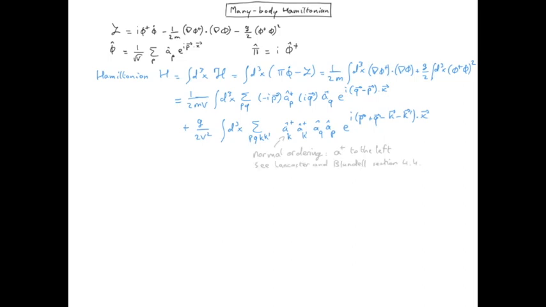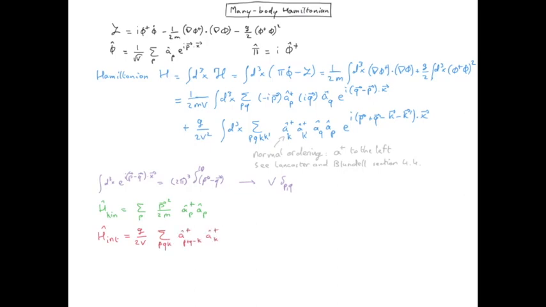Because our fermions are now in a box, the equivalent of the Dirac delta function is now given by a Kronecker delta. Using this property, we see that we can rewrite the kinetic energy term, while the interaction term becomes, which we can rewrite by shifting k into q plus k.